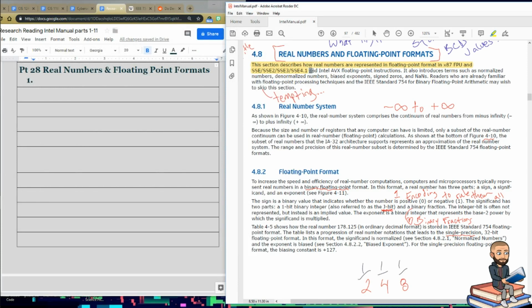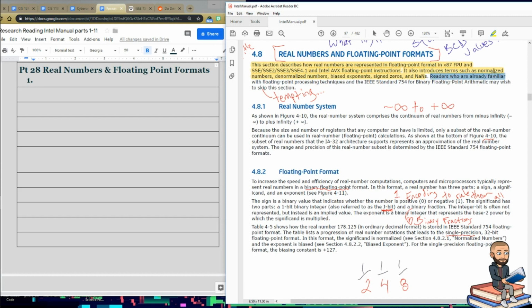It says this section is going to talk about those floating point formats in using these instructions and Intel AVX floating point instructions. So in working with floating points, we could be using some of these instructions. It also introduces terms such as normalized numbers, denormalized numbers, biased exponents, signed zeros, so that's a mind bender, having a negative zero. And then it says NaNs, as in not a number. What I've come to understand that to mean is just infinity, which is funny to think of a negative infinity to a positive infinity, but there you go.